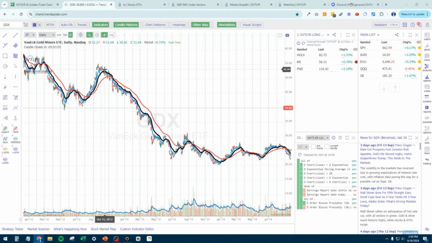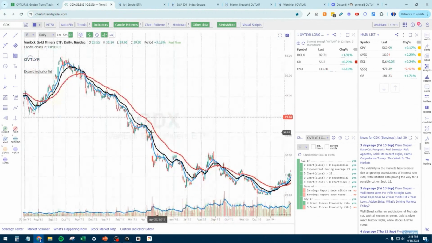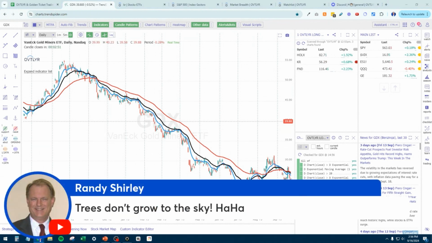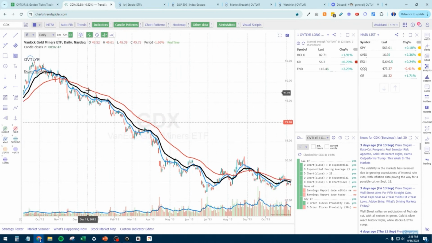Look at this downtrend. Look at this downtrend, right? That is the most obvious downtrend I may have ever seen in my entire life. As Randy says, trees don't grow into the sky. At some point, they're going to reverse. Yeah, well said. That is a very obvious downtrend.